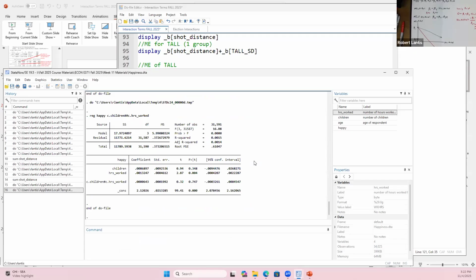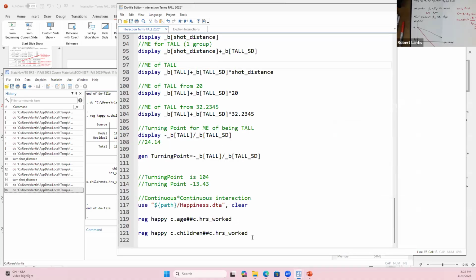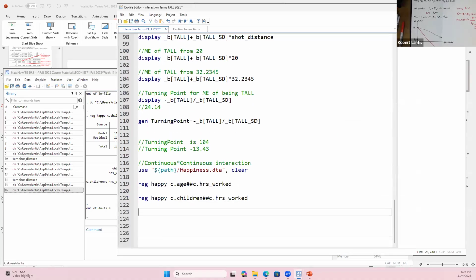So we're maybe going to have some results that look a little bit different than the other example because there we had an interaction term that was negative. So if I think about this interaction between children and hours worked, right?